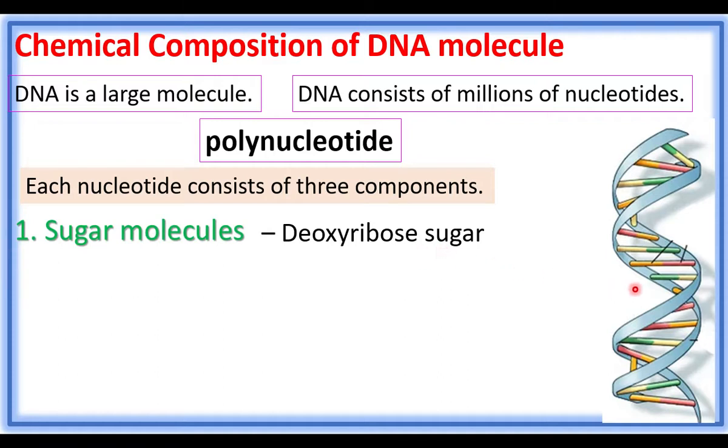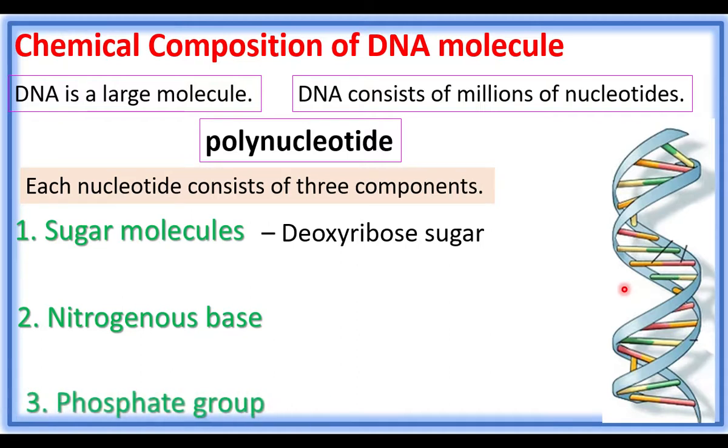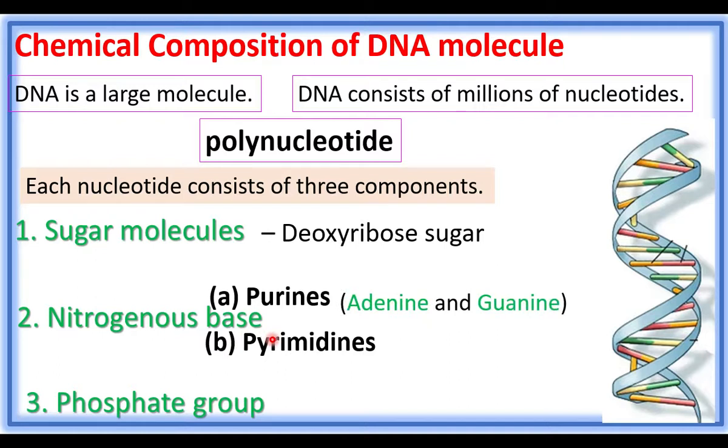Deoxyribose sugar. The second part is nitrogenous base. The third component is phosphate group. Sugar molecule, nitrogenous base and a phosphate group form nucleotide. Nucleotides are the building blocks of DNA. The nitrogenous bases are four. The four nitrogenous bases are grouped under two types. They are purines and pyrimidines. Adenine and guanine are purines. Cytosine and thymine are pyrimidines.